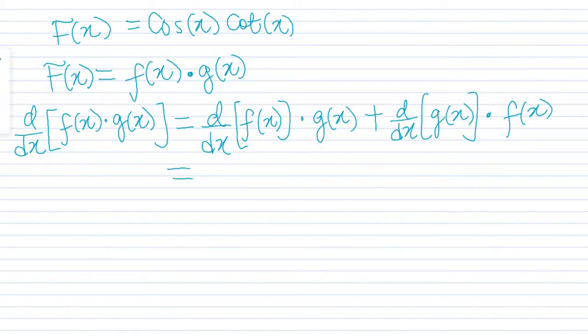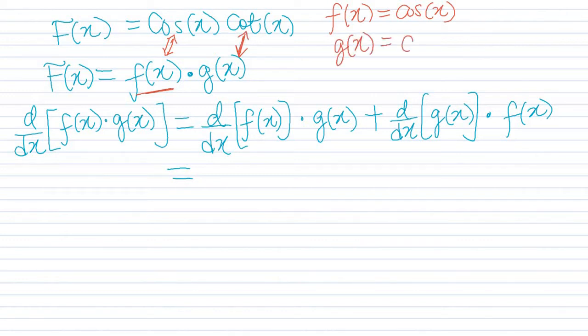But before we start that, we have to look at our question and compare it to this. What is f of x in this question? What is g of x in this question? F of x in this question is cosine x. If you compare the position, f of x is the same thing as cosine x, and then comparing the second subfunction with the position, g of x is the same thing as cotangent x, right? So now that we have that information, all we have to do is substitute it into the product rule.